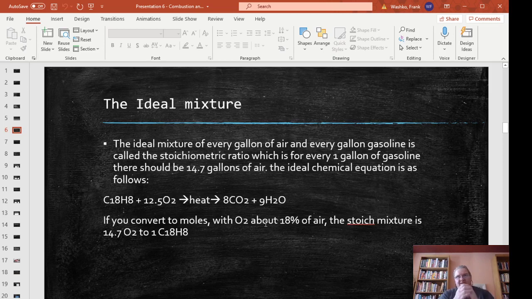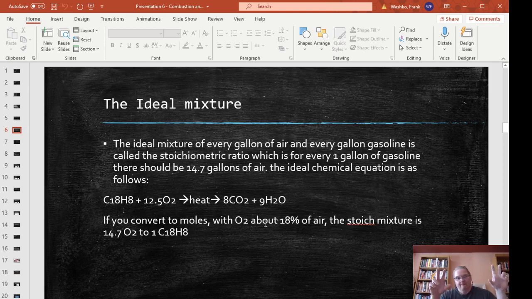So if indeed you have complete combustion and a total reaction, and you have the right amounts of fuel to the right amounts of oxygen, on the other side you should only end up with 8 CO2 and 9 water. You'll end up with CO2 and water, and nothing other than that, if you have complete combustion. So you say, well, it's 12.5. How do we end up with 14.7?